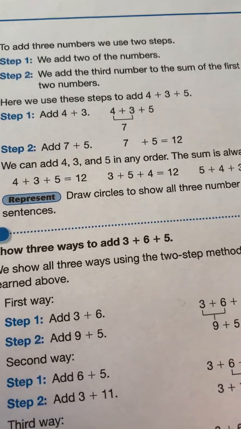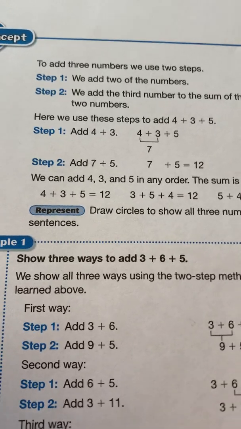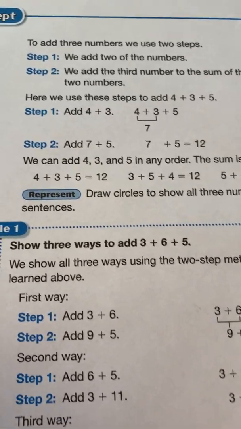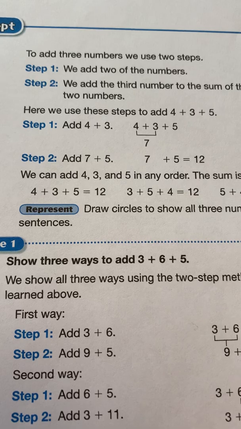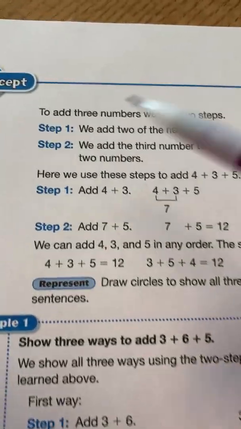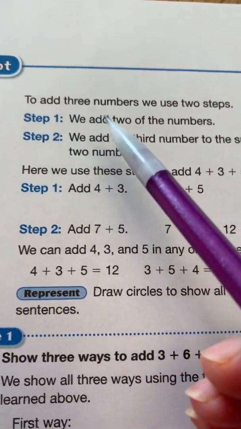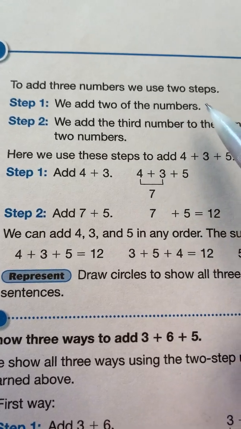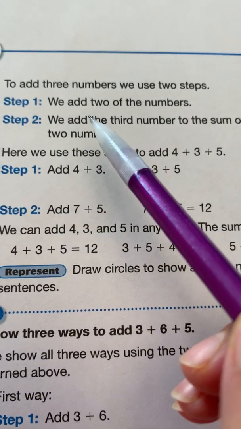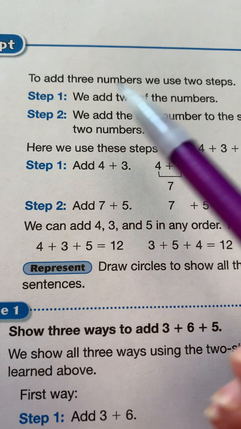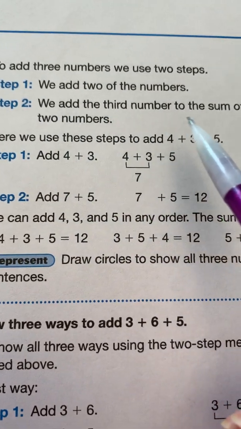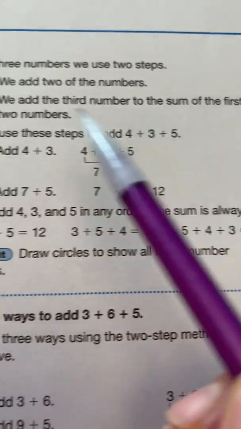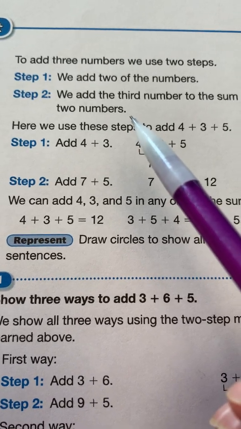Today we're going to be doing lesson 10 in math, and the objective of this lesson is to add 3 numbers, okay? So let's start our lesson here. To add 3 numbers, we use 2 steps. Step 1 is we add 2 of the 3 numbers, and then step 2, we add the third number to the sum of the first 2 numbers.